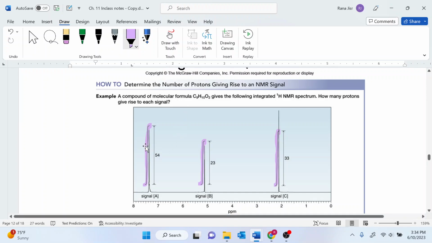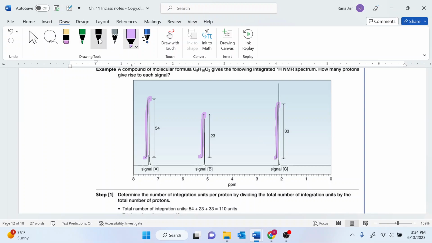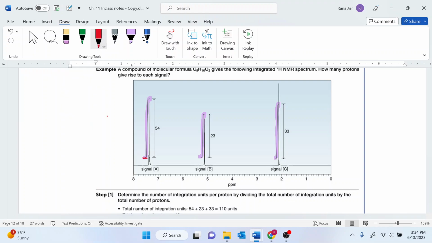So these are the integral lines that you see, and here I have 3 integral lines, so I have 3 peaks. To measure the integration, it's not always that I'm going to give you those values, so you need to measure those yourself. And you can measure them off the screen also. Use a ruler and measure from the bottom of the integral line to the top of the integral line. And the units really don't matter.